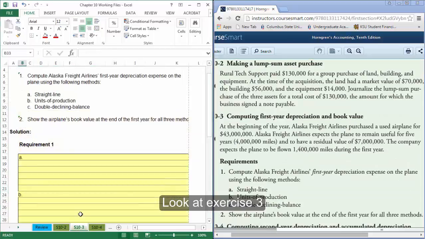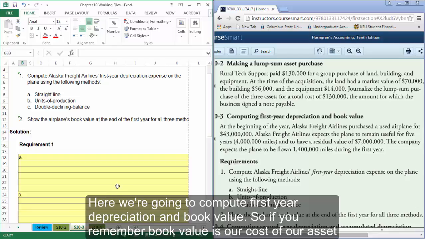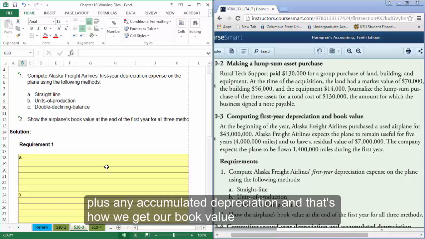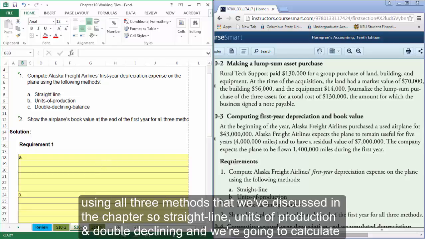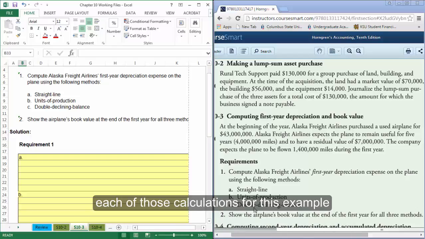Exercise 3. Here we're going to compute first year depreciation and book value. If you remember, book value is the cost of our asset less any accumulated depreciation. We're going to calculate first year depreciation for this Alaska Freight Airlines purchase using all 3 methods that we've discussed in the chapter: straight line, units of production, and double declining. We're going to calculate each of those for this example.